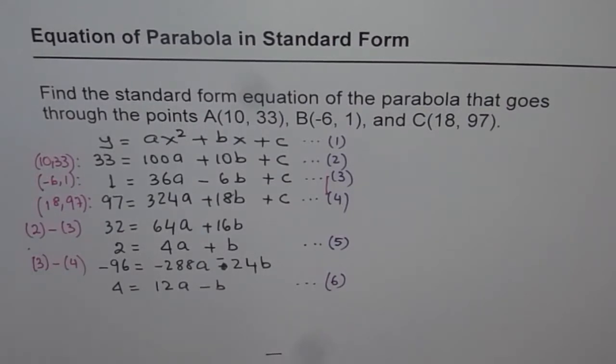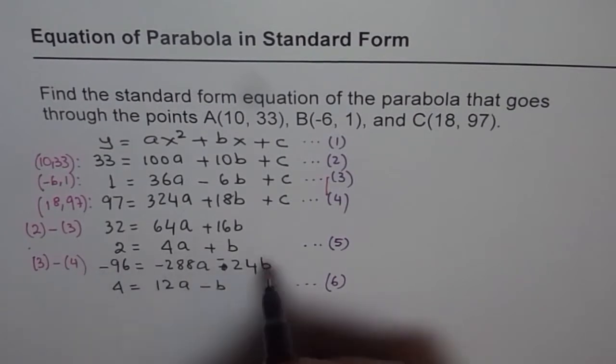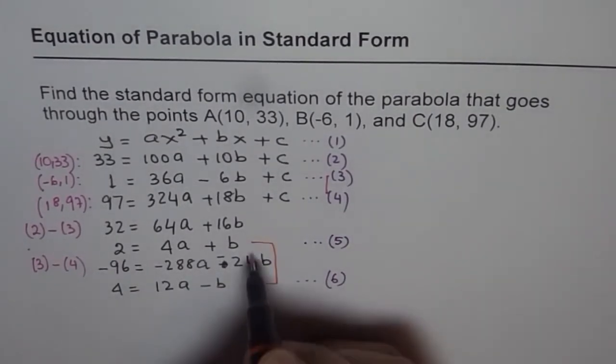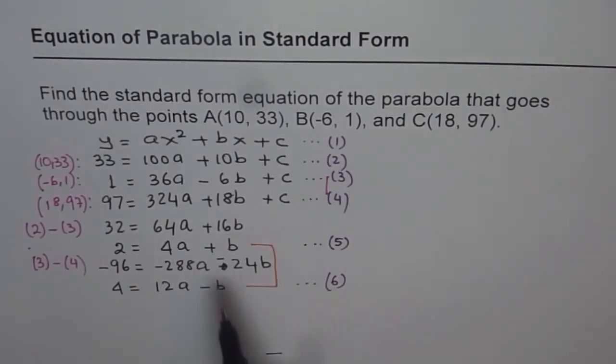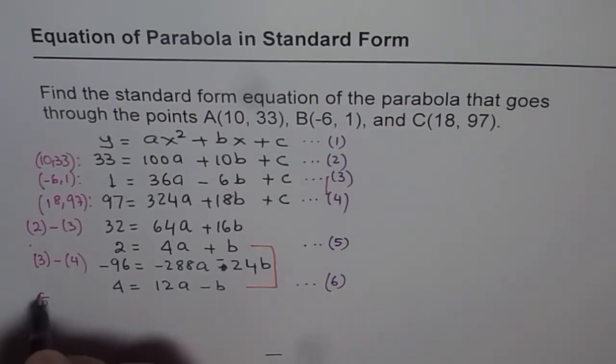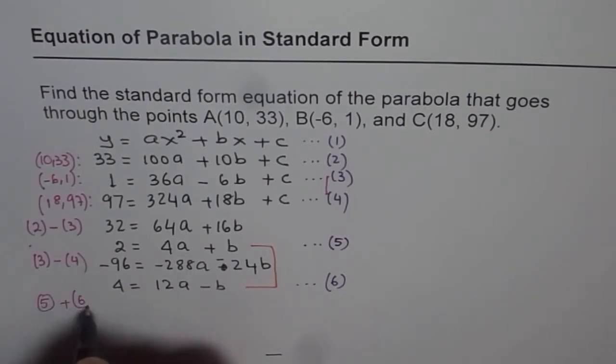Now as you can see, equations 5 and 6 really have two variables, that is a and b only, right? Now if we add them, we can eliminate b and find the value of a. So that is what we are going to do now. So we'll add equation 5 and 6. So we do equation 5 plus equation 6.